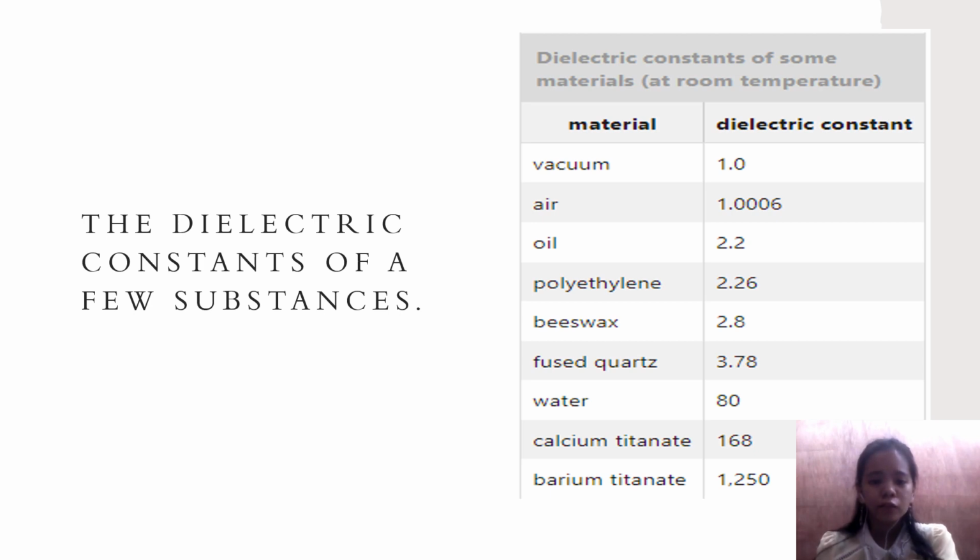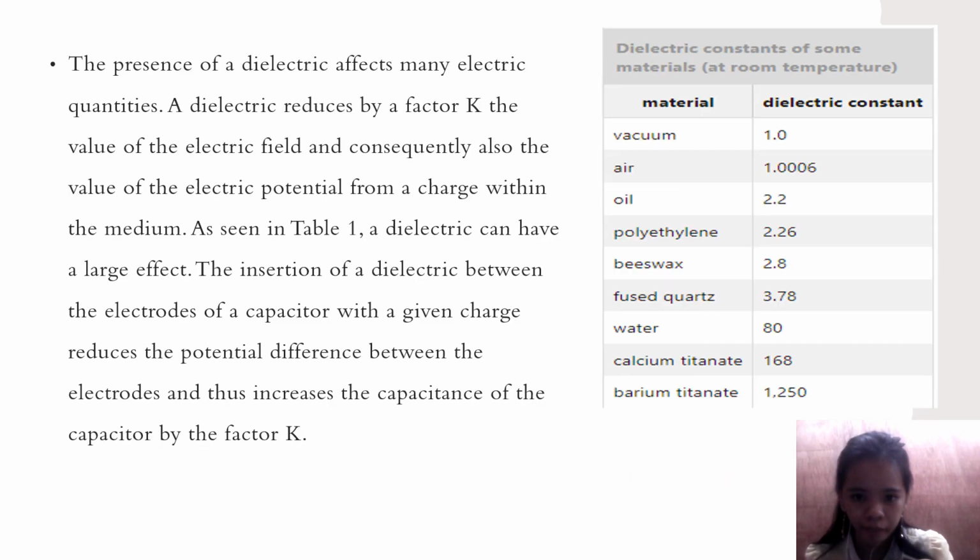So this is a table for the dielectric constant of various substances. Plastic is 1, air 1.006, oil is 2.2, polyethylene is 2.26, beeswax is 2.8, and another is 3.78, water is 80, calcium carbonate is 168, and barium chloride is 1250. So the presence of a dielectric affects many electric quantities.